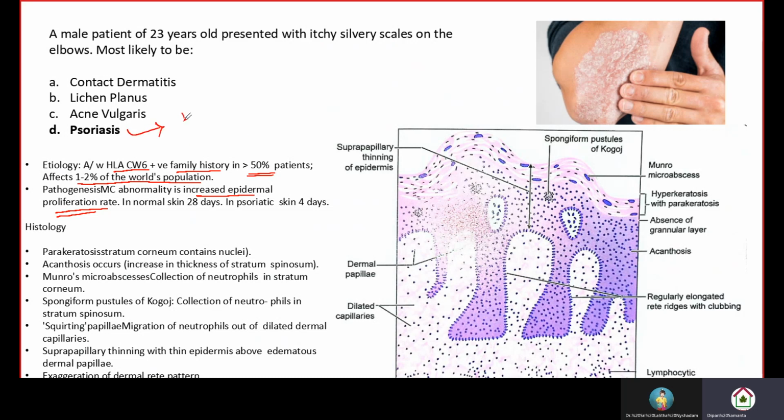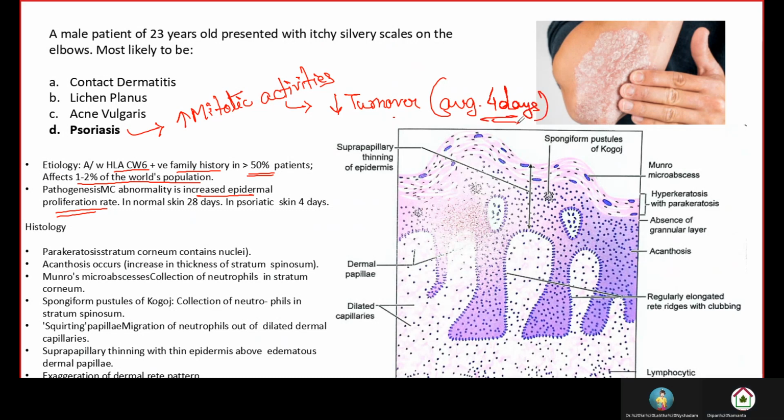What happens? Mitotic activity increases. That's why turnover time decreases, and it averages 4 days only. One MCQ was there. So the most common abnormality is increased epidermal proliferation rate.